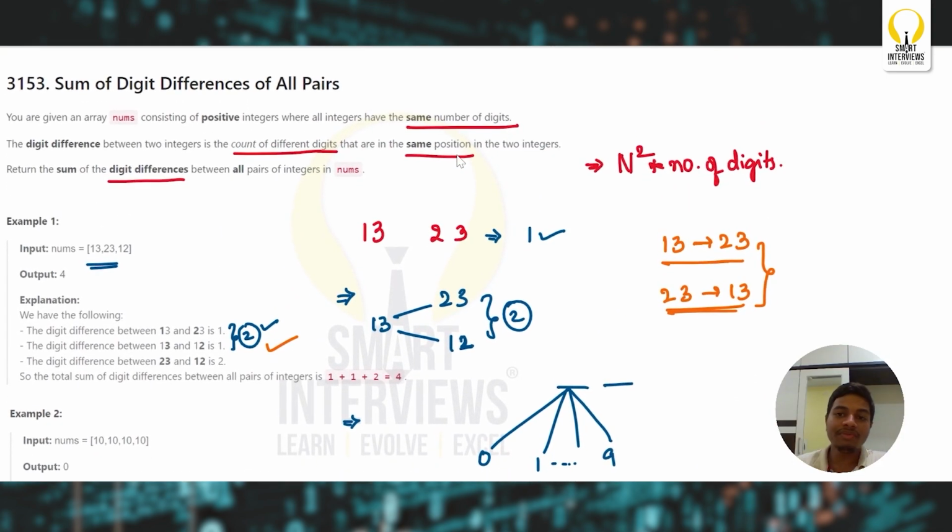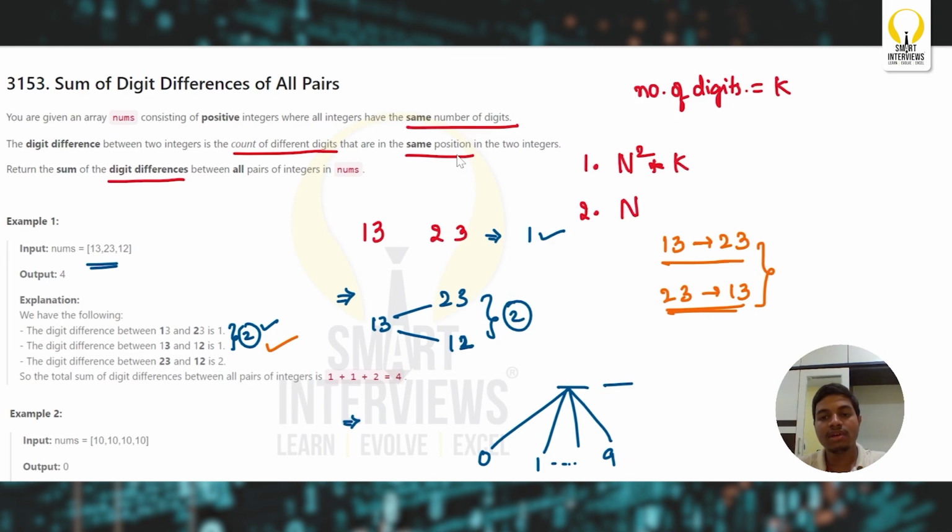The first solution, if we assume the number of digits is k, we can say m square into k, and the second solution is n into k. 2 times n into k, we can generalize to say n into k is the complexity for the second solution. I hope the solution is clear.